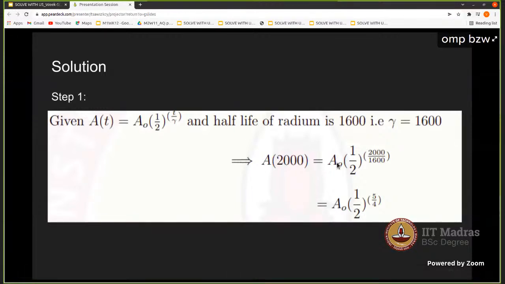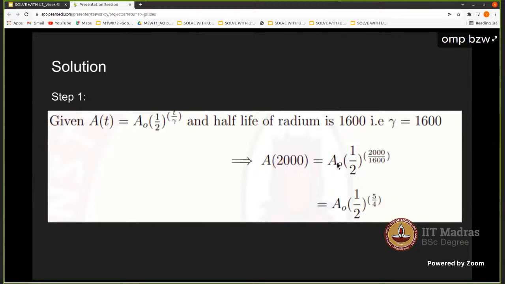So our step 1 should be like, we know that an exponential function is given to us. A of t is equal to A naught times half to the power t by gamma. And half-life is given as 1600. Gamma represents our half-life, so gamma will be equal to 1600. And at the same time, t is also given to us, which is 2000.